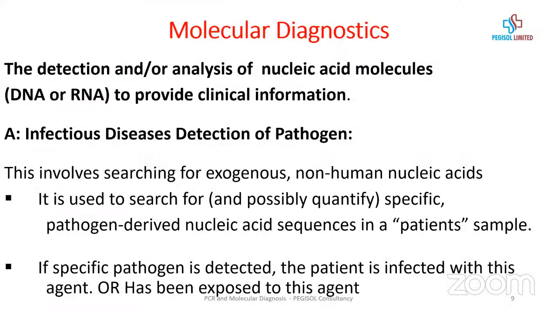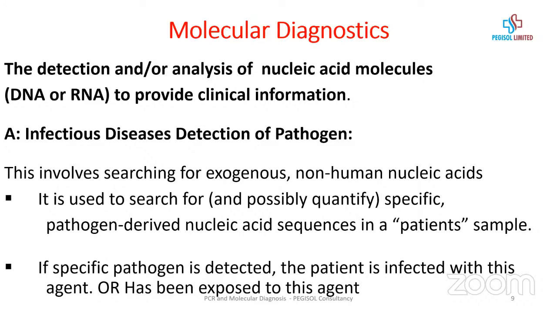Okay, so I was discussing the detection of what we do with molecular diagnostics. We want to detect nucleic acid and provide clinical information. One of them is to be able to detect infectious disease by detecting the pathogen responsible for that disease. So this involves searching for exogenous nucleic acids. Exogenous means, in microbiology, things that are coming from outside our body, non-human nucleic acids that can be in the human body, especially if it is a microorganism.